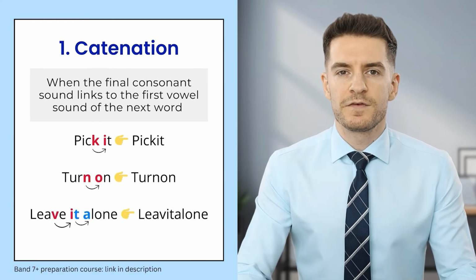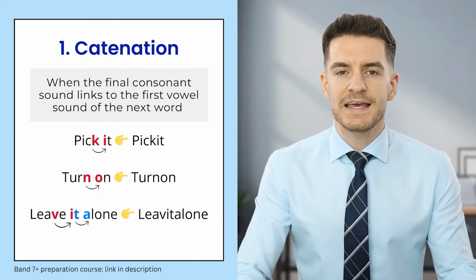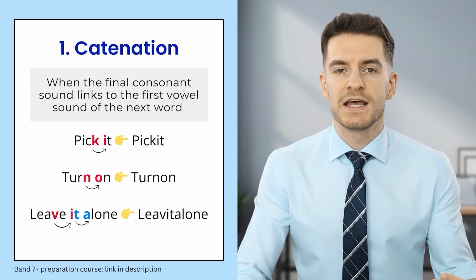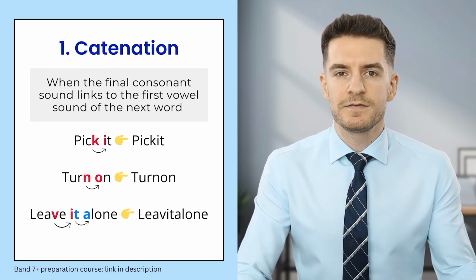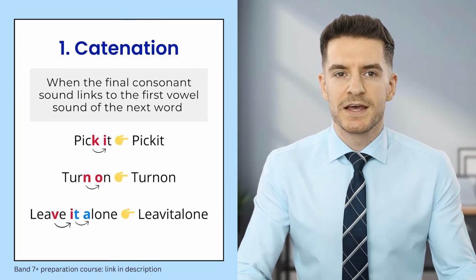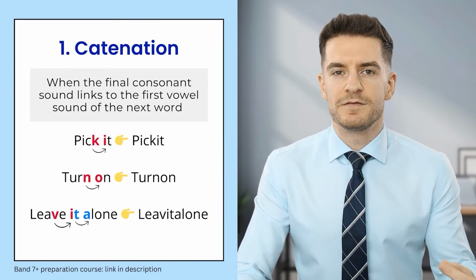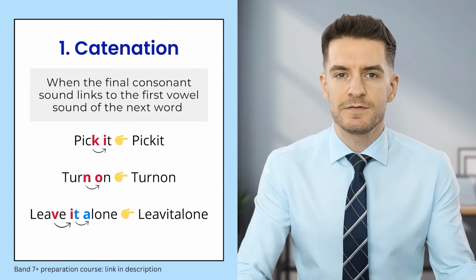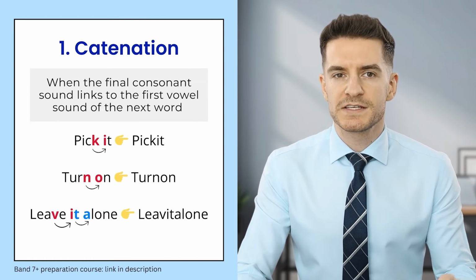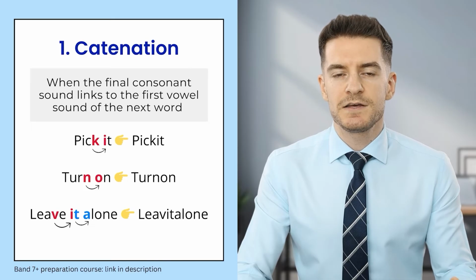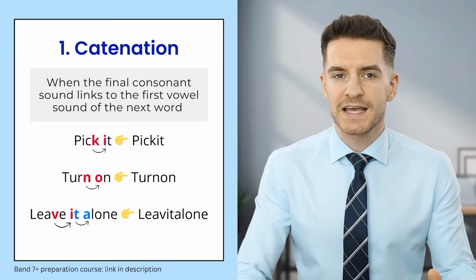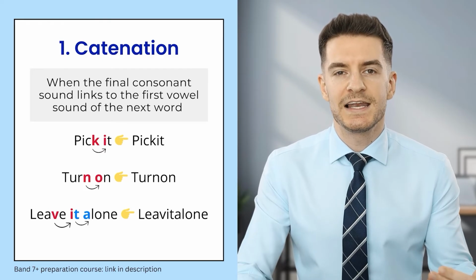Now let's look at one final example. Leave it alone. In fast natural English, this becomes leave it alone. So you can see that the V sound and the it sound, they join together. Leave it. And then the T sound from it and the first sound in alone, they also join together. Leave it alone.